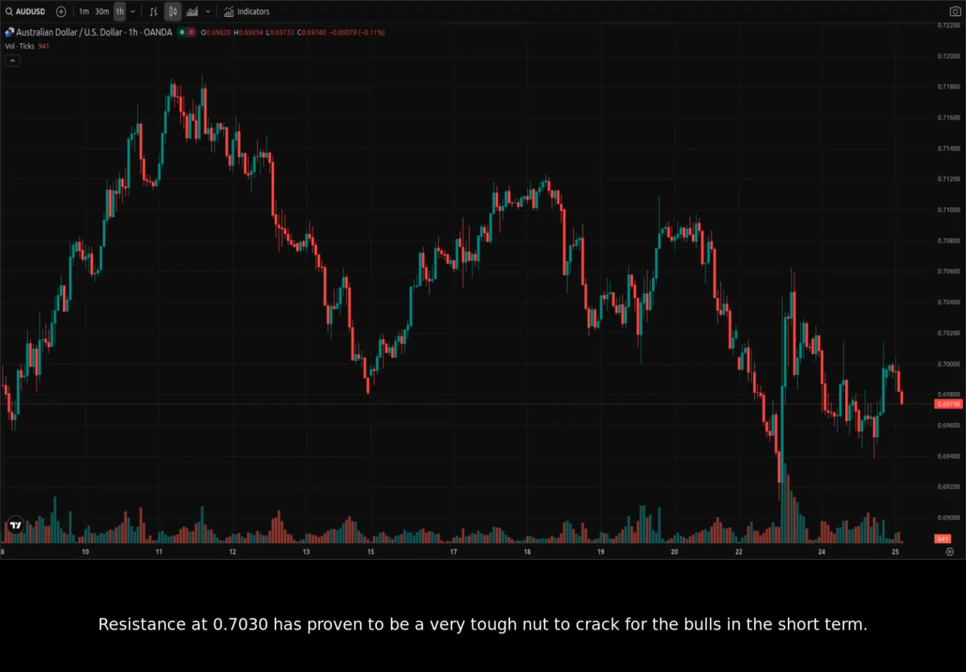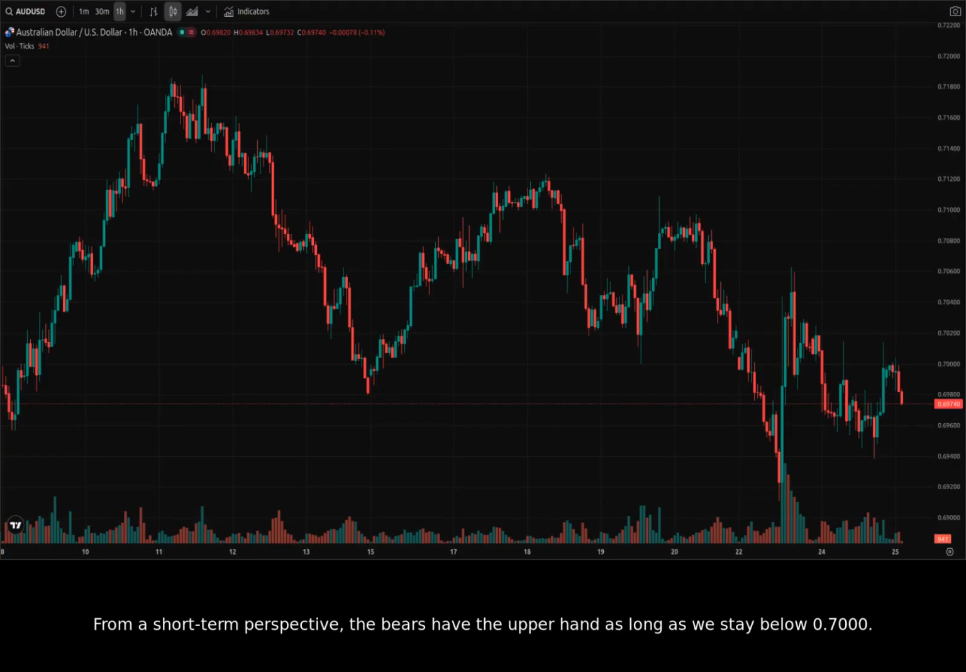Resistance at 0.7030 has proven to be a very tough nut to crack for the bulls in the short term. Each time the price approaches 0.7000, selling pressure from institutional desks seems to intensify.